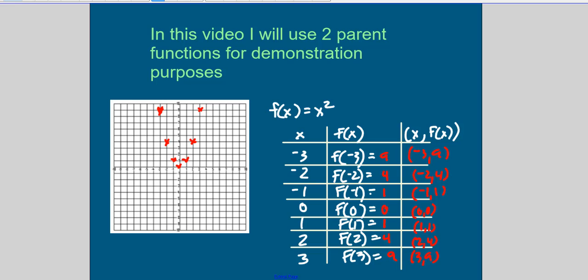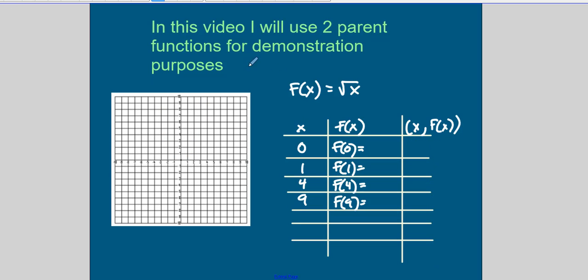The other function I'm using for demonstration purposes is f of x equals the square root of x. In this case f of 0 is the square root of 0, which is 0, so we have the point 0, 0. Notice that the domain here is all numbers greater than or equal to 0, because in the real number system you can't take the square root of a negative number.